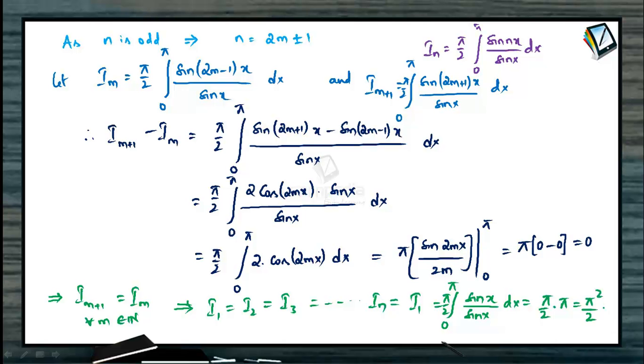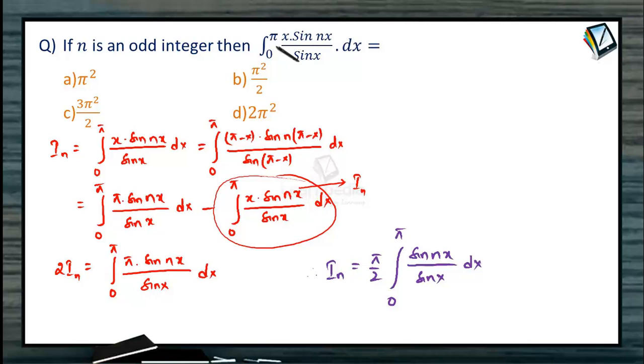So how much is the value of I_n? The value of I_n which we wanted to calculate is pi square by 2, which is present at option B in the given choices, right? And another important method of finding the definite integrals is using reduction formulas.